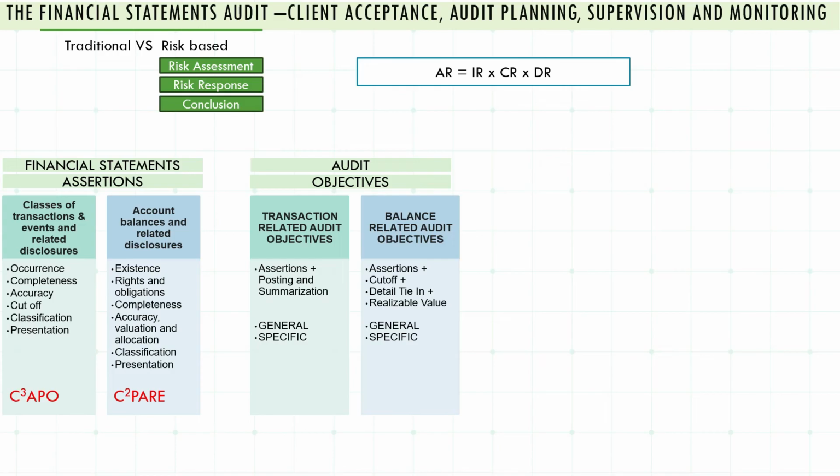You can use it for sales, you can use it for purchases, you can use it for expenses because it's generic. And because of that as well, that can be used from one client to the other client because again, it's generic. The general audit objectives.